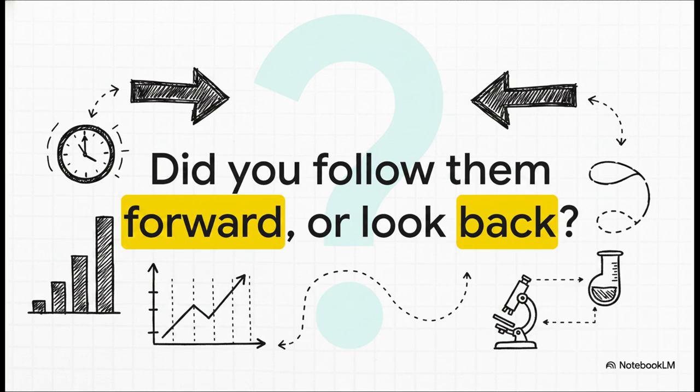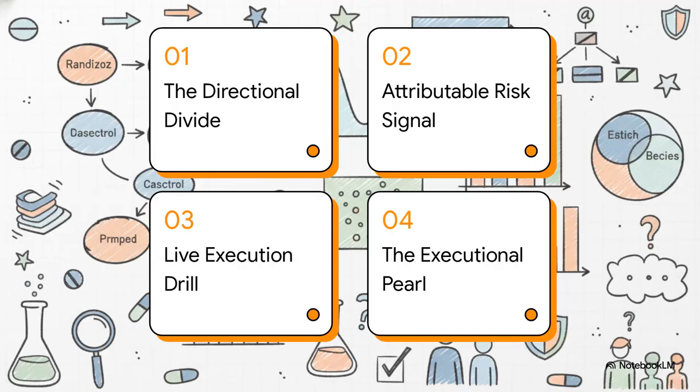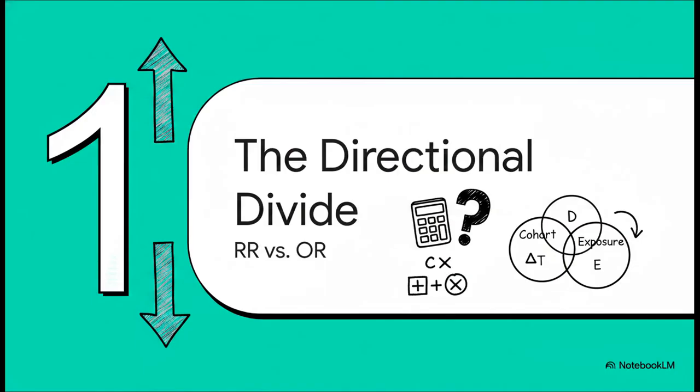Every single time you're presented with a clinical study, whether it's linking smoking to lung cancer or some trendy new diet to heart disease, this is the absolute first question you must ask. The direction of time literally dictates all the math that follows. Here is our docket for today's proceedings. We'll be hitting the directional divide, the attributable risk signal, going through a live execution drill, and we'll wrap up with the executional parole. Starting off with Section 1, the directional divide, relative risk versus the odds ratio.